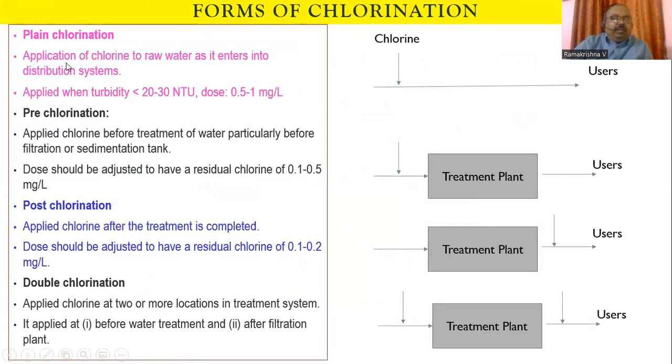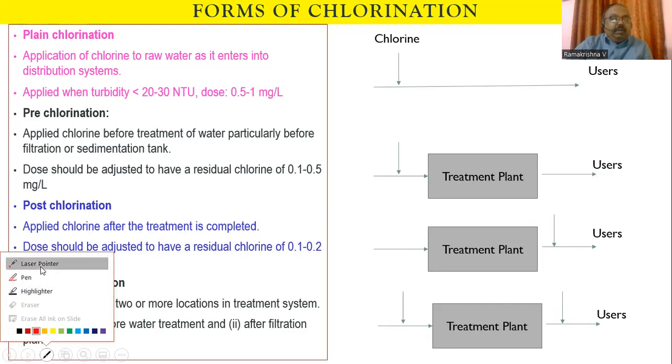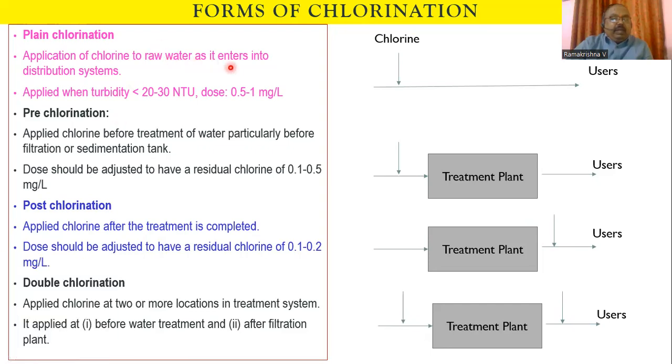Plain chlorination means application of chlorine to raw water as it enters into the distribution system. That means without any treatment. So only chlorine is given, no other treatment is given, directly go to users.